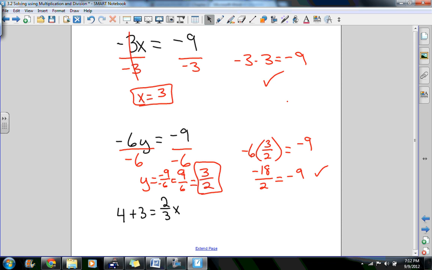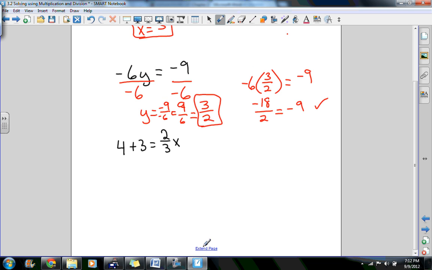Now, problems on the bottom, we can have fractions in there, but we also need to simplify before we start, so I'm going to extend the page. 4 plus 3 is simply 7. 7 equals 2 divided by 3x. Now I have to think to myself, I have to get the x by itself.